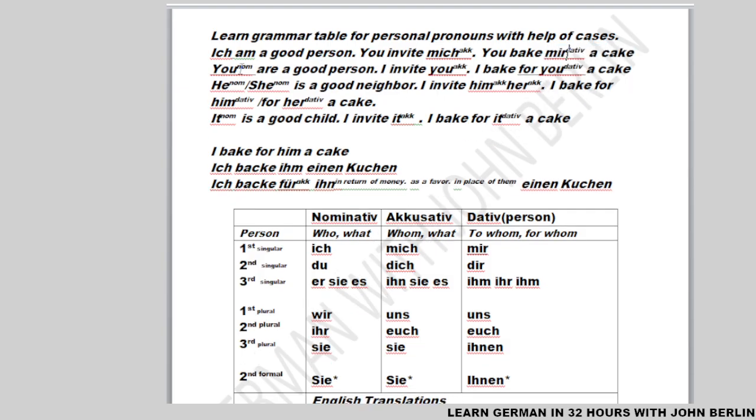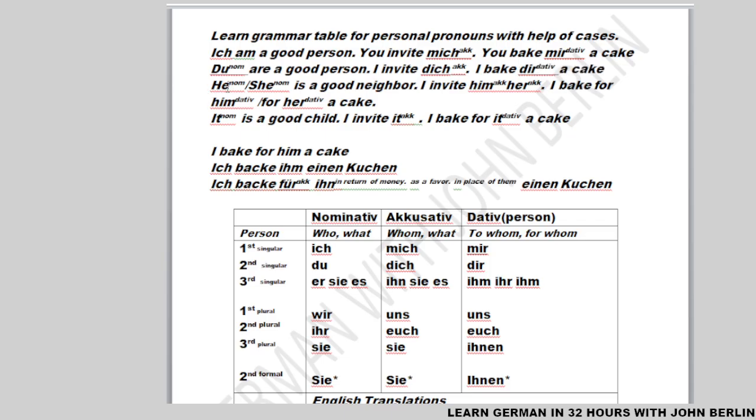Perfect. What is you as the subject? Du. Let's write du. What is you as a direct object? In German, it's dich. Dich. Okay. Perfect. All right. I bake for you a cake. What is for you in German? Dir. Right? Dir. Perfect. Okay. Now you help me with the next ones. So we write dir.